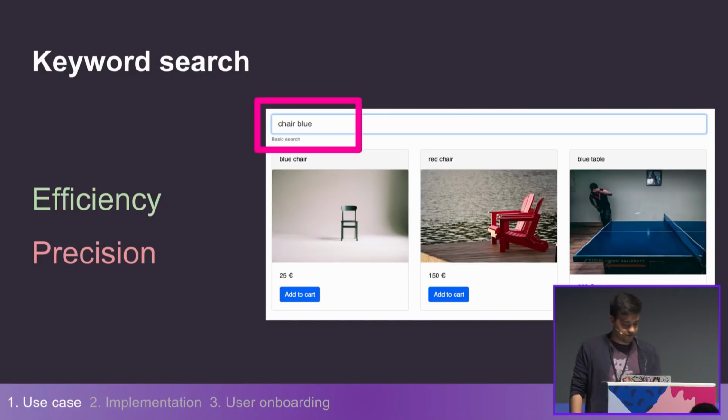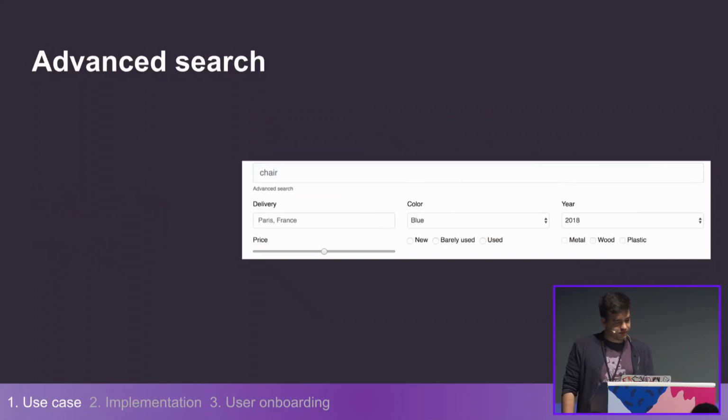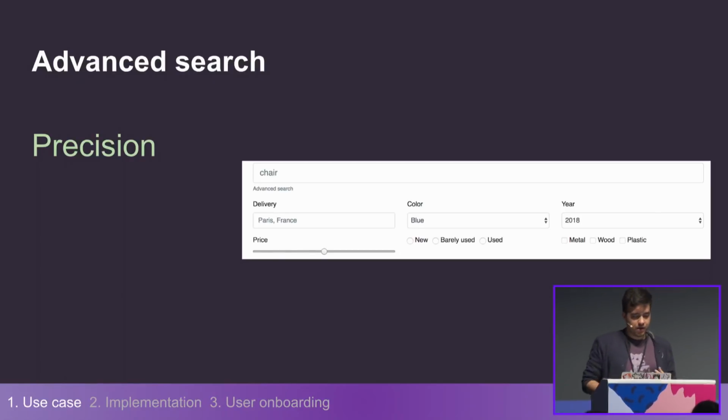So the way a lot of websites solve this is that they introduce an advanced search button, and when you click on that button, you will see a lot of different inputs and sliders and everything. And what this gives to you is a lot more precision, because every input has its own intent. So if I select the color blue, all my results are going to be blue this time.